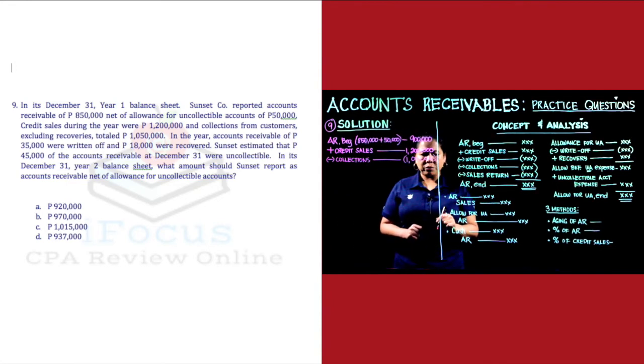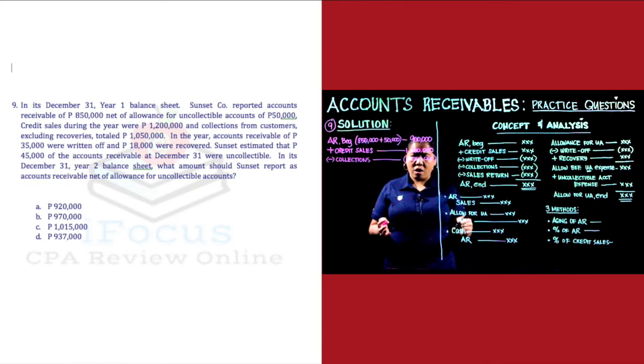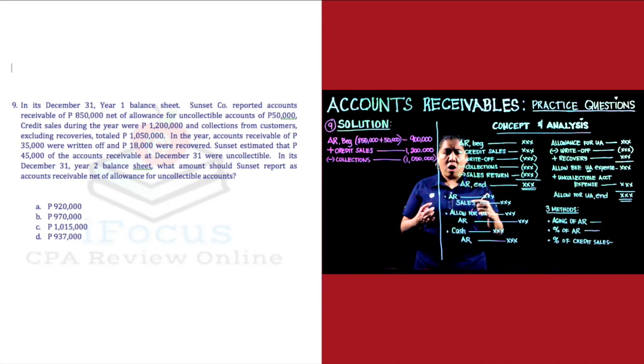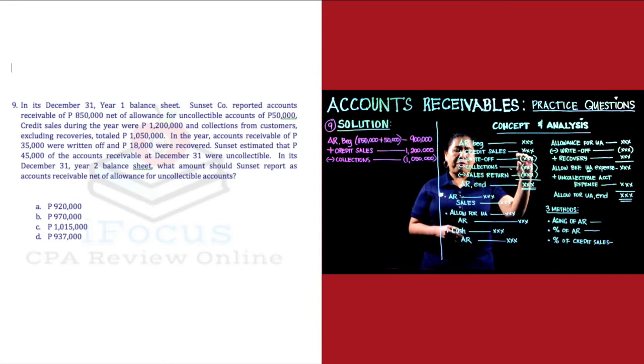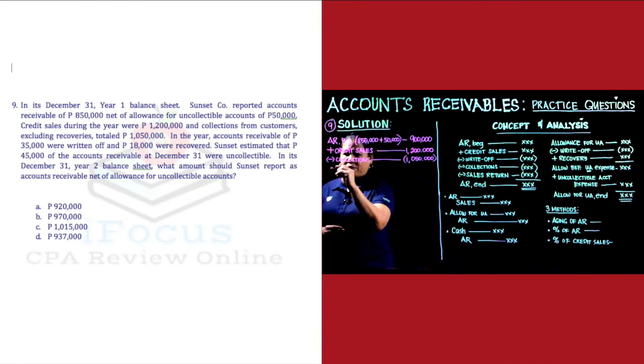In the year, accounts receivable of 35,000 were written off and 18,000 were recovered. So, anong effect ng ating write-off sa ating accounts receivable beginning? So, ang entry natin sa write-off is debit to the allowance for uncollectible accounts and credit to accounts receivable. So, kapag nag-credit ka ng accounts receivable, mina-minus natin yan sa ating accounts receivable. So, ang write-off, ang effect niya sa ating accounts receivable is minus. So, we minus our write-off of 35,000.